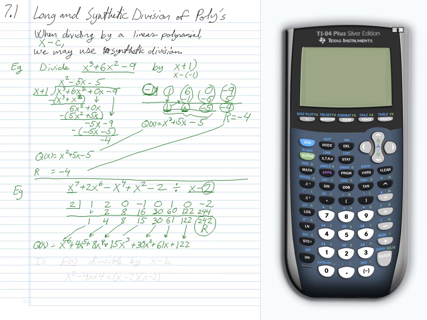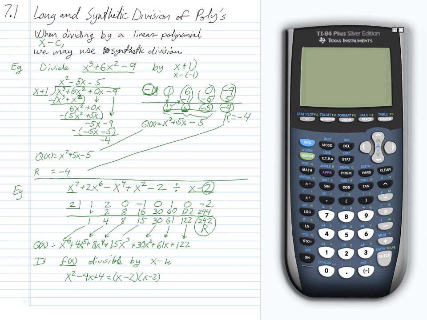So we can see how nice synthetic division is in terms of dividing one polynomial by a linear polynomial. So this is a nice way of answering the question, is a function f of x divisible by x minus k, by a linear factor? Now, when we factor polynomial functions, we like to try to factor it into linear factors. So for instance, x squared minus 4x plus 4 can be factored into x minus 2 times x minus 2.